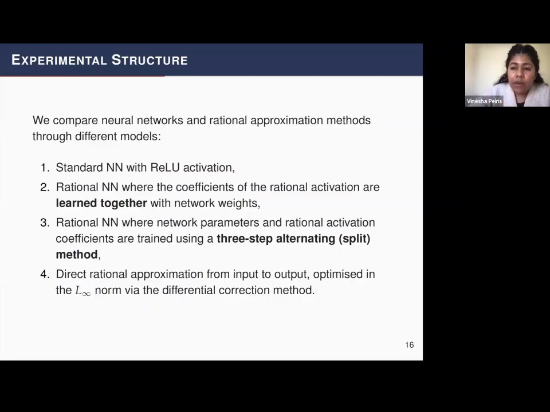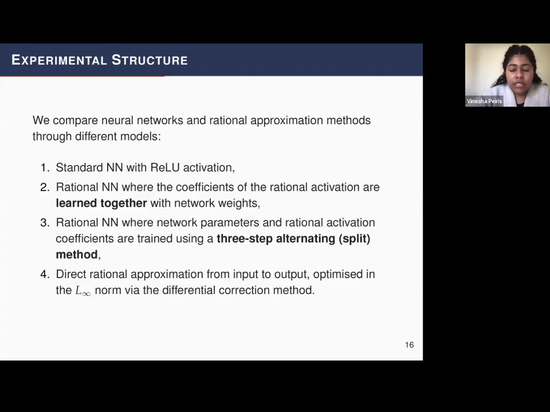And in the third step, I fix the weights that go from inputs to the hidden layer, and also the coefficients of the rational activation function. So they are fixed, and I optimize the last set of weights, which go from the hidden layer to the output layer. So those are the three steps that I am going to follow.